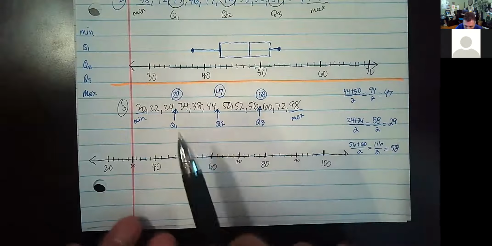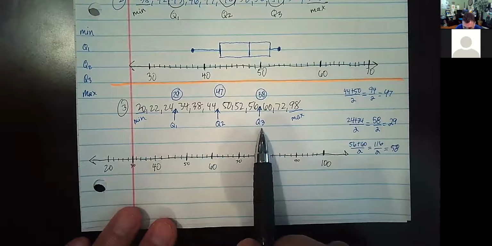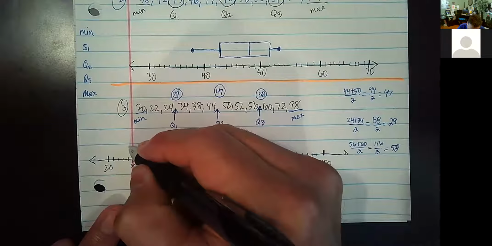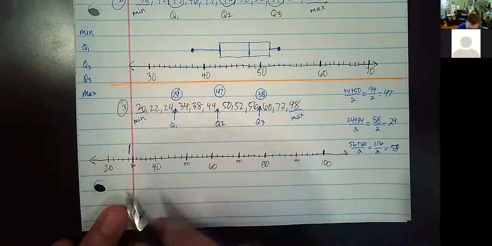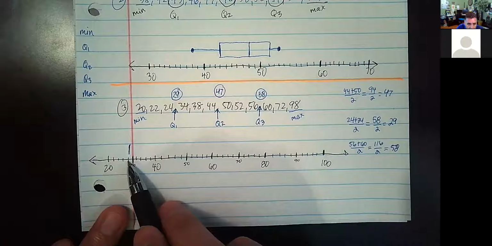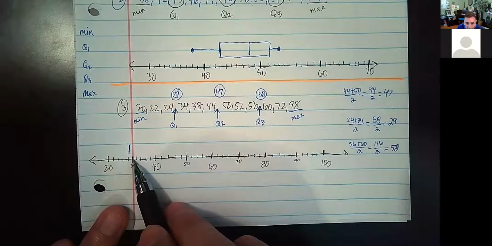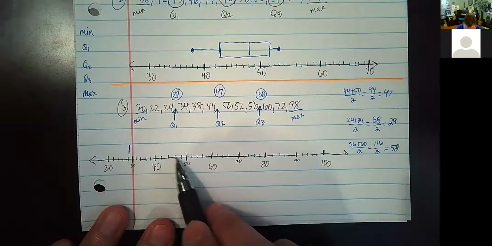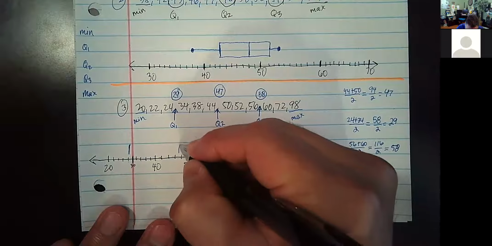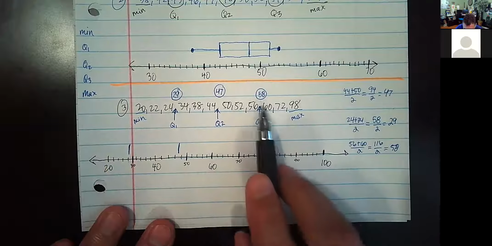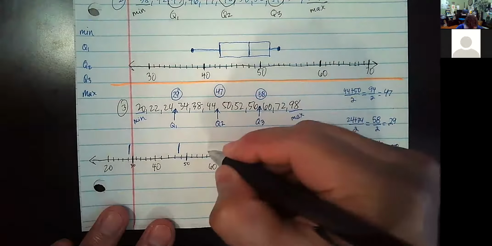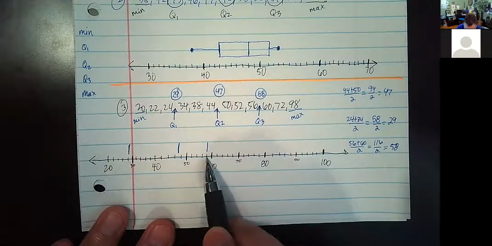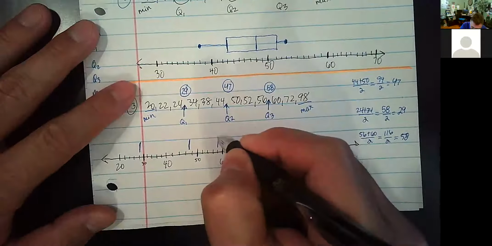All right, let's put in the info. So again, Q1, Q2, and Q3 go in as lines. So 29 is way over here. It's actually in between these two. That's 28, that's 30. And then 47, so here's 40, 42, 44, 46, 48. 47 is in between these two. And then Q3 is 58, and 58 would be right here. So it goes 52, 54, 56, 58. And I'm just going to draw a line.